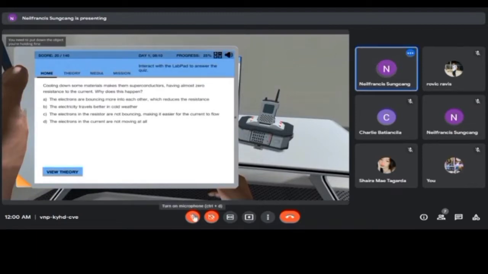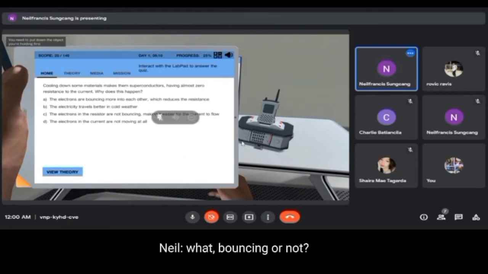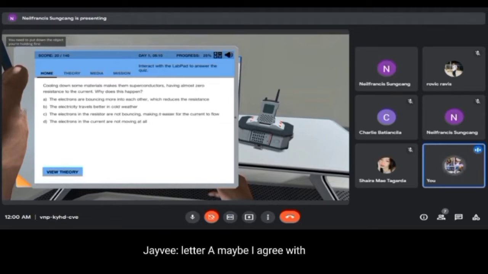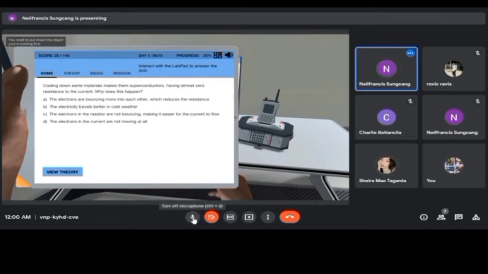Bouncing or not? Letter A siguro, agree ako sa'yo. Bouncing. Sige, try natin.